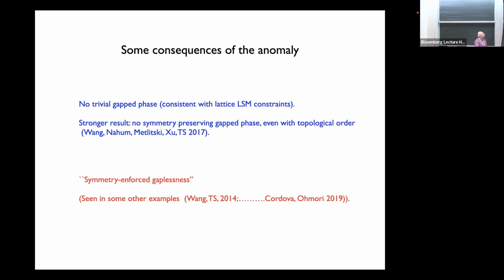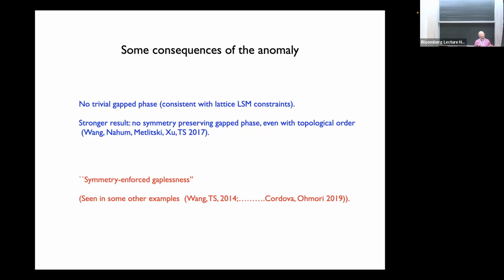Okay, so the anomaly ensures that there's no trivial gap phase, to answer your question. And that's consistent with lattice LSM constraints. But actually, the anomaly tells us something stronger, and we showed this a while back. It tells us that there's no symmetry preserving gap phase, even with topological order.